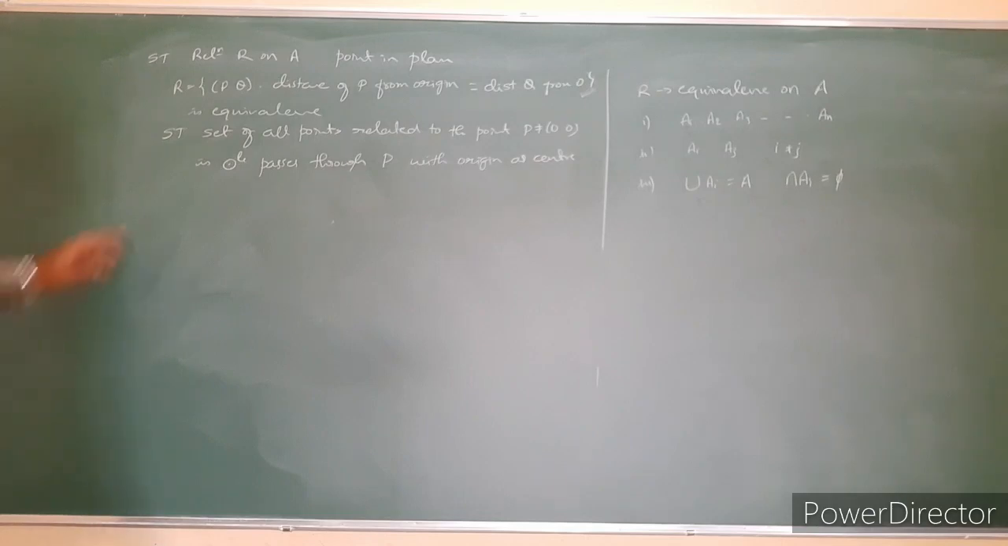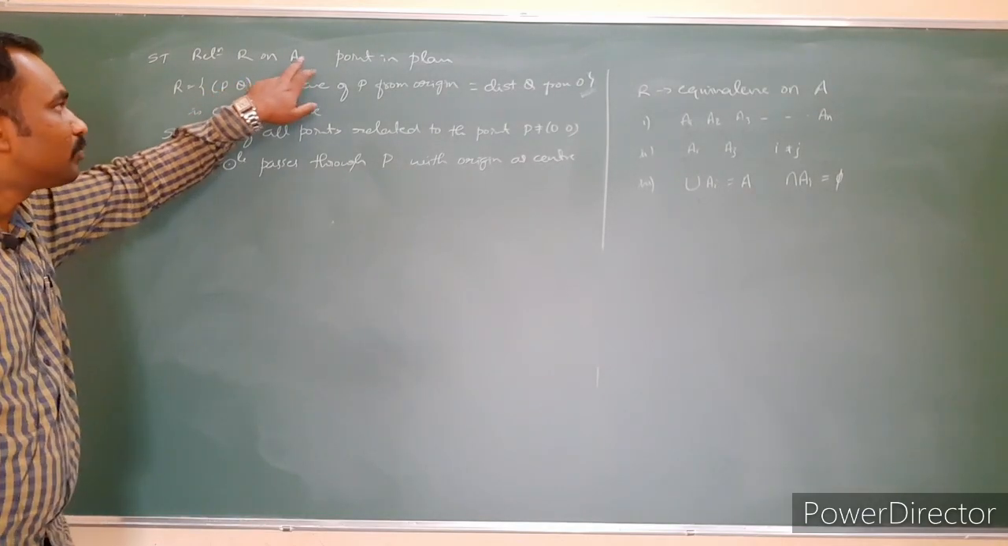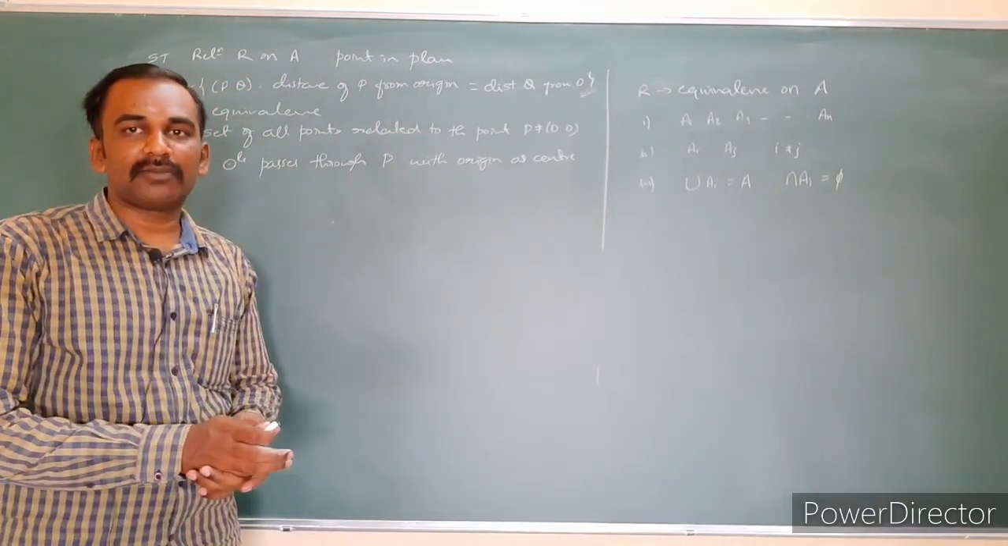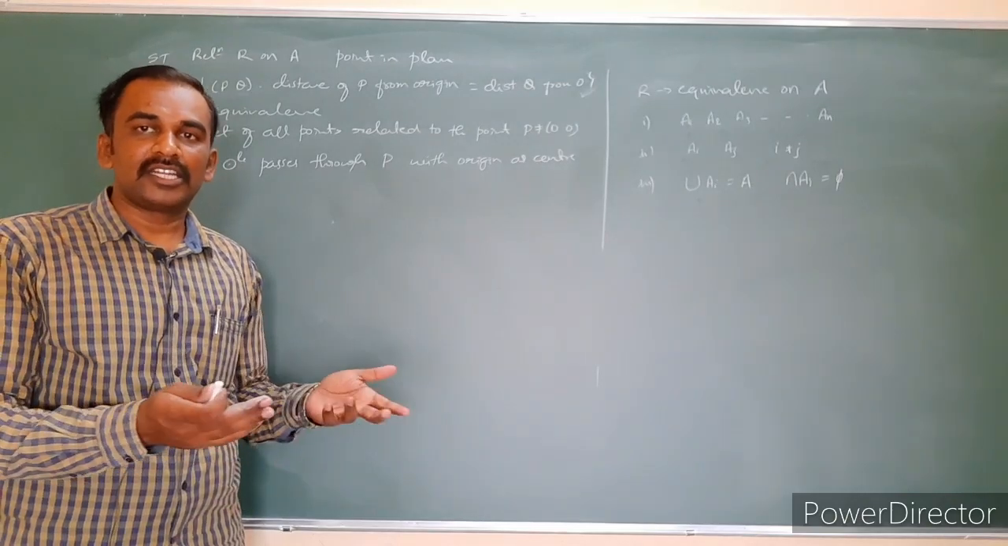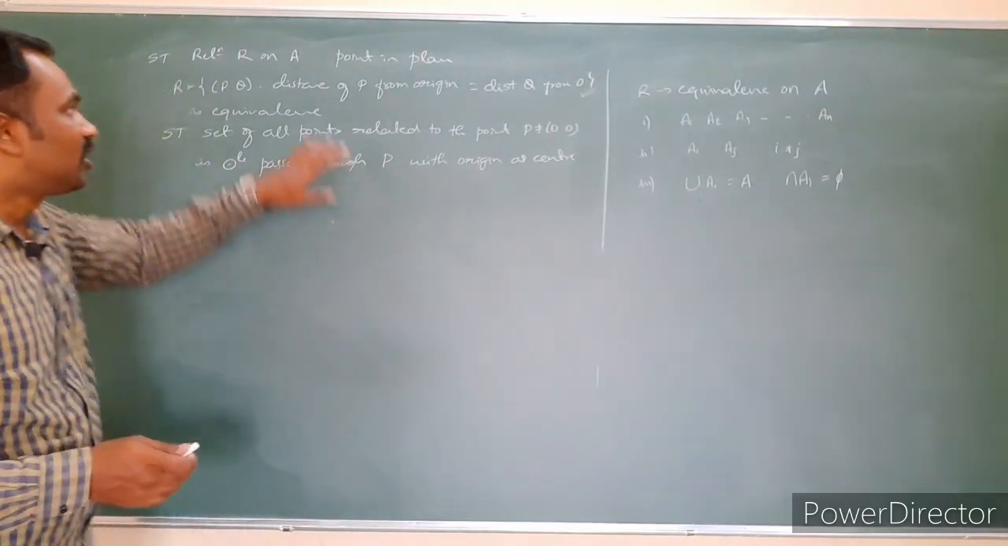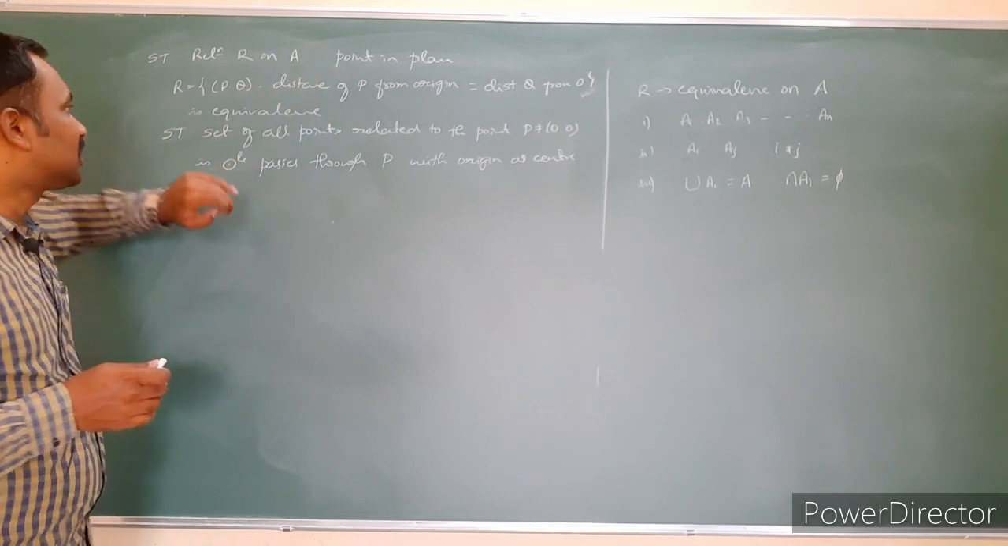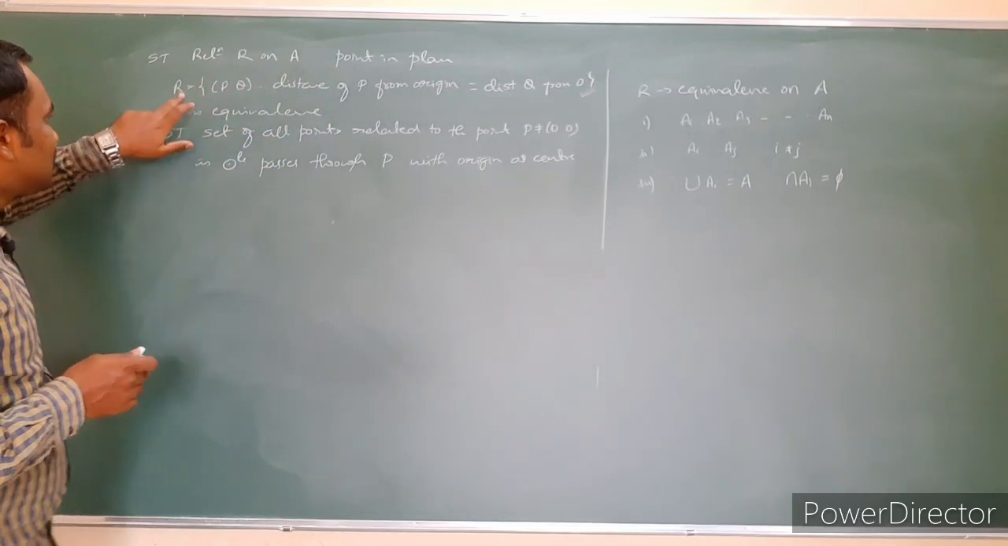Show that the relation R on a set A. What does the set A contain? Points in a plane, in an xy coordinate plane. How many points are there? There are infinitely many points. So all the points are present in the given set A. On that set A, the relation is defined.